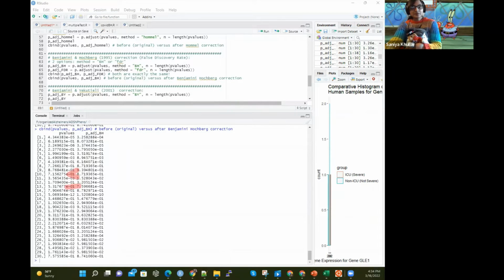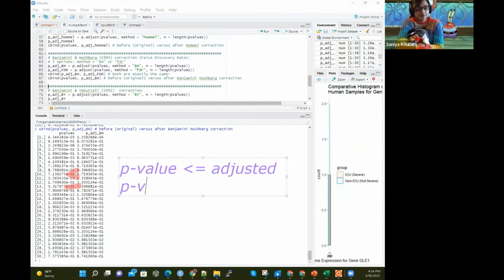So the p-values will always be less than or equal to the Bonferroni, Hochberg, Holm, Benjamini-Hochberg, Benjamini and Yekutieli. All of those will be less than or equal to those. I just want you to see that these p-values are less than or equal to these adjusted p-values. The p-values will always be less than or equal to the adjusted p-value. The adjusted p-value raises it up so that it may no longer be as significant as before.